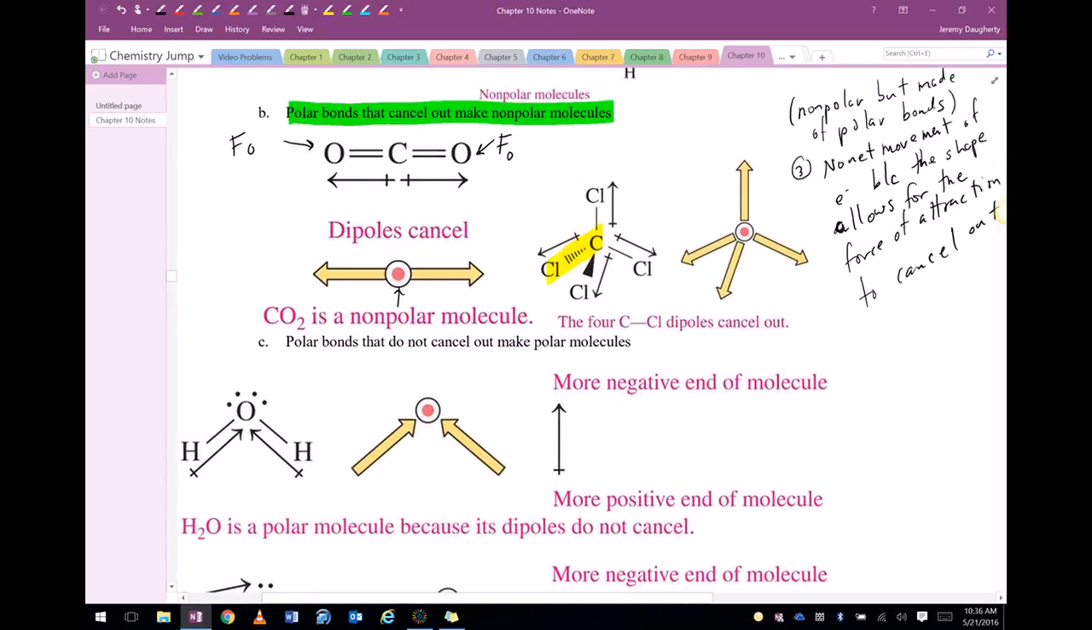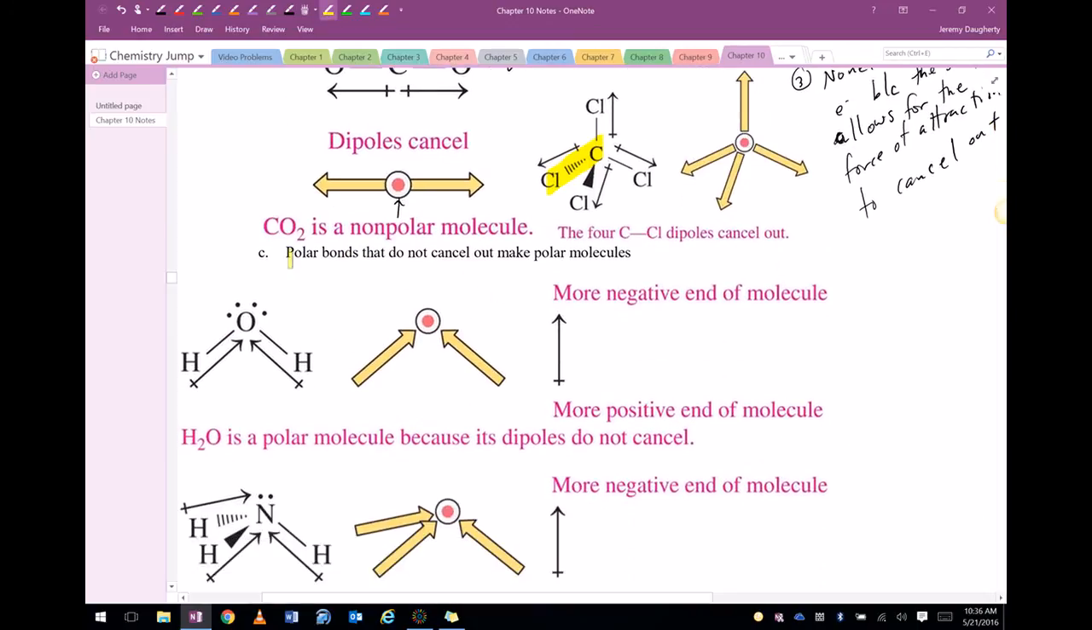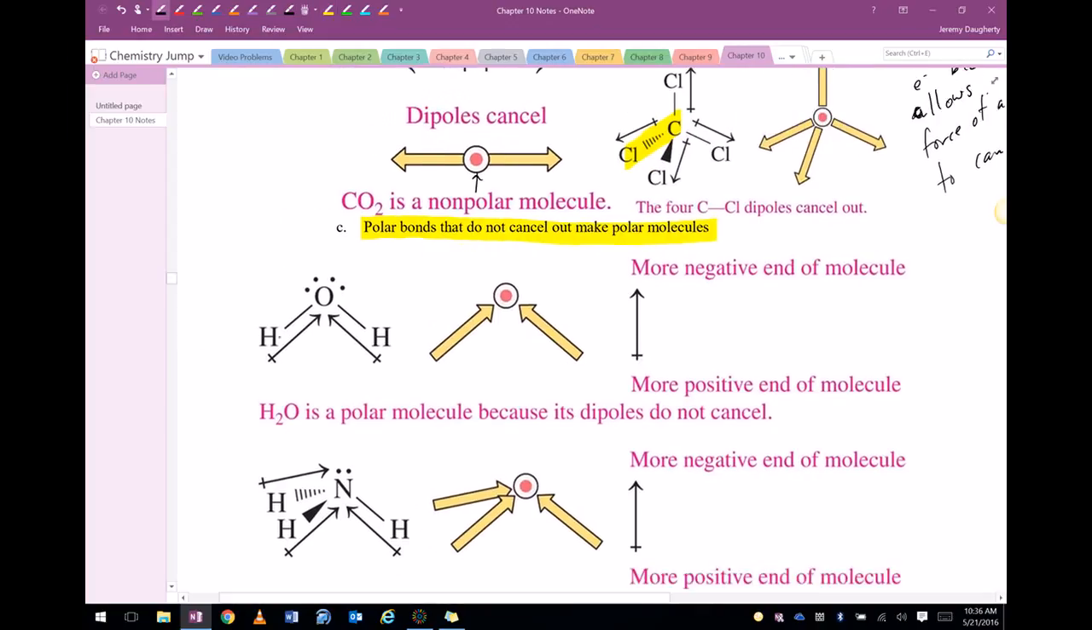What happens if the shape isn't such that they'll cancel out? So what happens if we have polar bonds that do not cancel out? So here's water. There's a hydrogen on one end, hydrogen on the other end. Oxygen is the more electronegative in this case. Now take a look at this. It's almost like a force vector diagram. So we're pushing this way, we're pushing this way. Is there anything to balance out those forces? No. There's nothing to balance it out. So that means we will have a net movement, which now makes it polar.